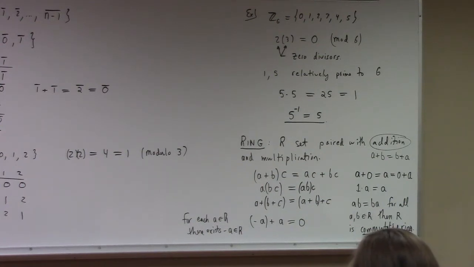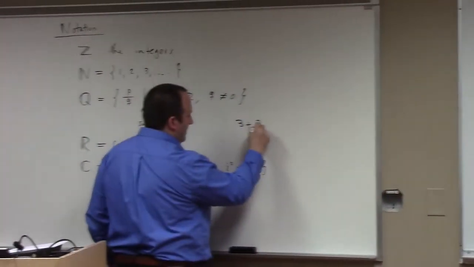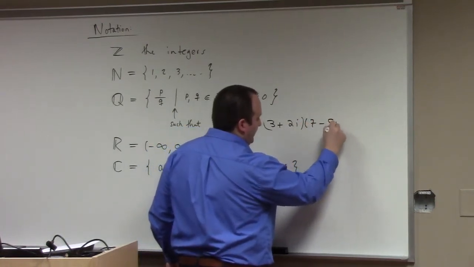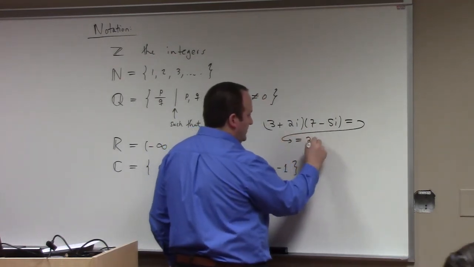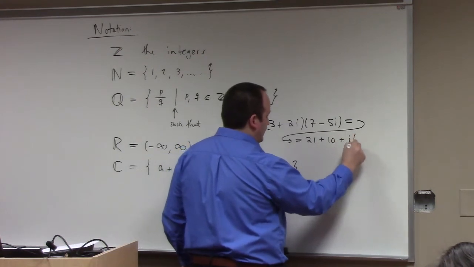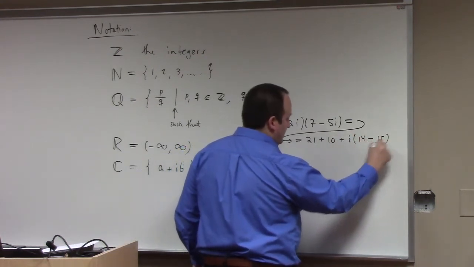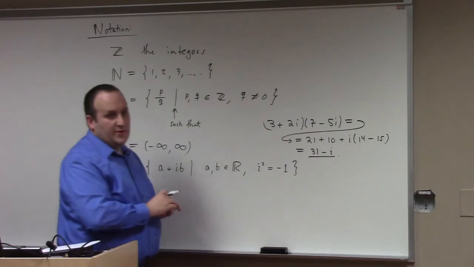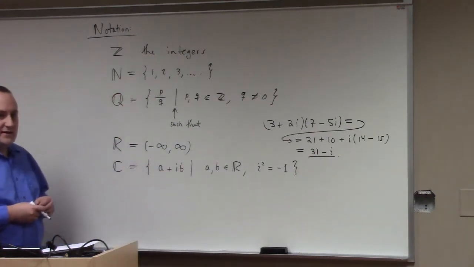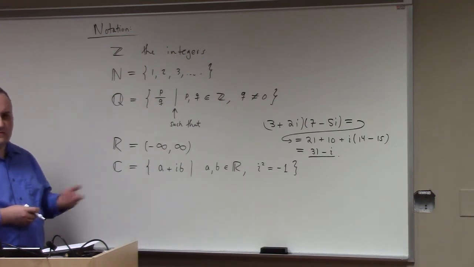How about rational numbers? Is that a commutative ring? Yep. Real numbers? Yep. Complex numbers? If you add two complex numbers, you get another complex number. Sure do. Multiply them, how does that work? If I have 3 plus 2i times 7 minus 5i, what do I get? You get 21 plus 10, plus i times what? 14 minus 15. So I get 31 minus i. You multiply complex numbers in the usual way, just with the added rule that i squared is minus 1. I think you know this.